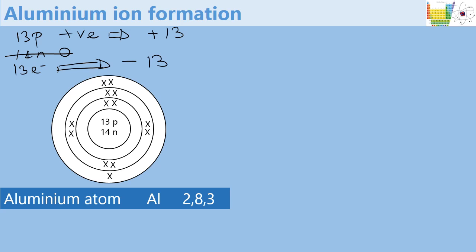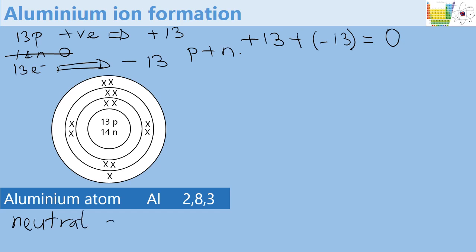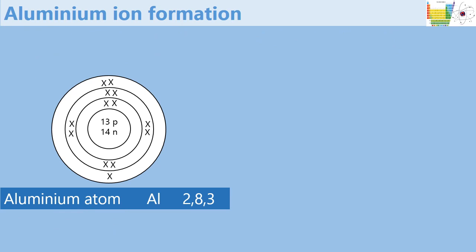Overall, we'll take the proton charge, add to the neutron charge. So we'll have positive 13. We add negative 13. We will get 0. And that is why we say that aluminium atom is a neutral atom, because the overall charge is 0. Now, for aluminium to form an ion, it has to either lose or gain electrons.